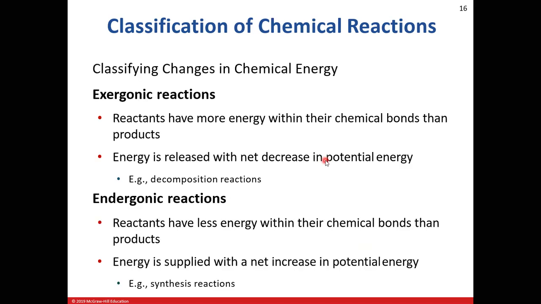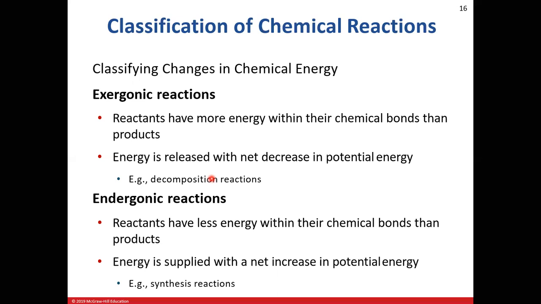So as we now move on to a different way of classifying changes, we're now looking at how we see changes with chemical energy. And this is a different classification. So with exergonic reactions, the reactants have more energy within their chemical bonds than what the products do. So what that means is that energy is then released with a net decrease in potential energy. For example, decomposition reactions. We have more energy in the initial bonds than what we do the formed bonds, okay? Or the bonds that are still remaining, as the case may be.